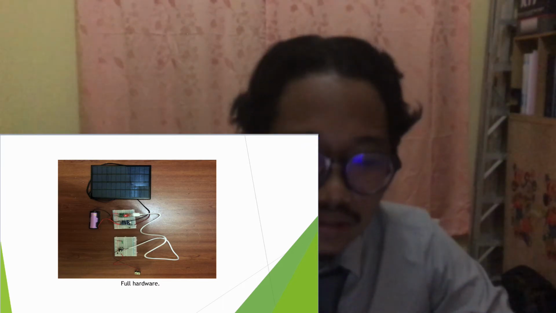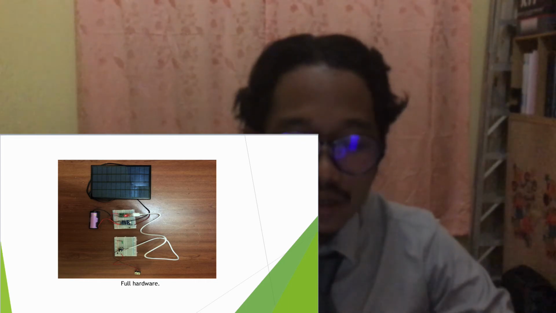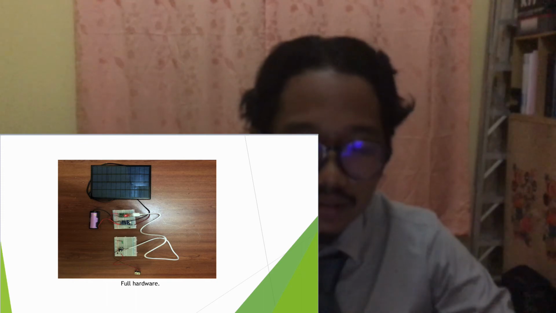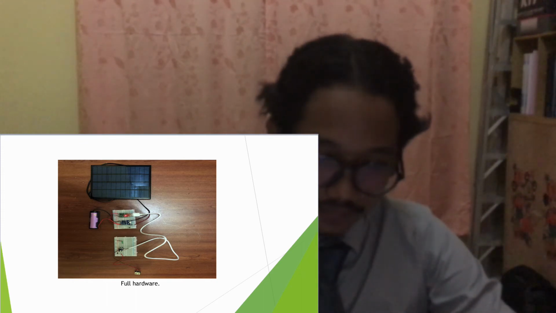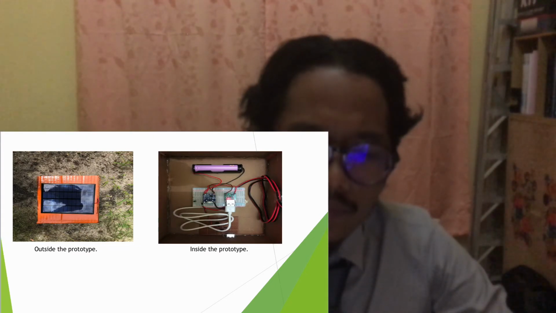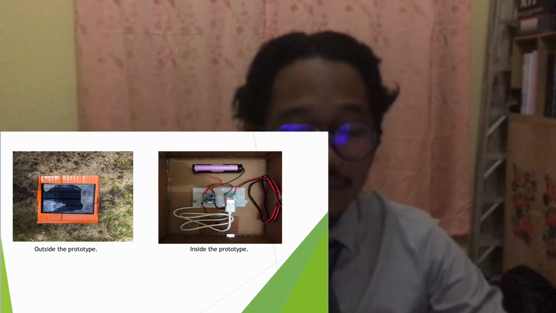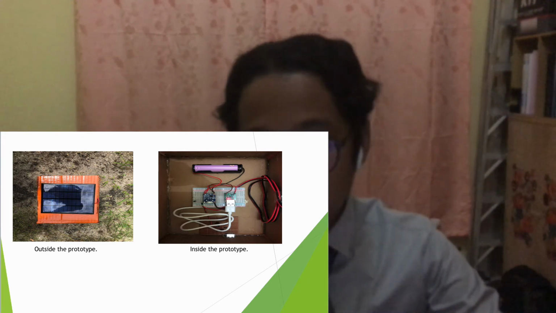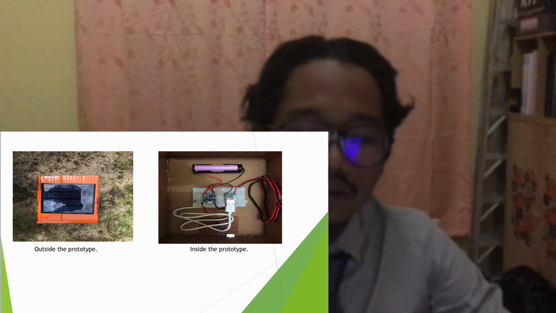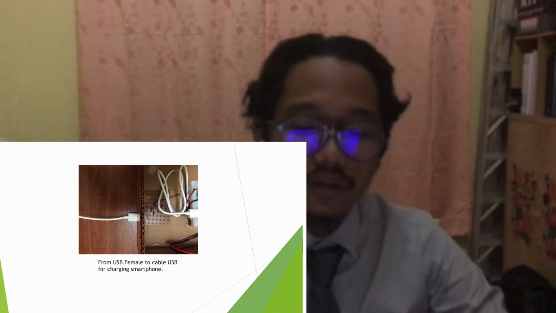Okay, next, in this slide we have the full hardware. So this is a picture of the full hardware. Next, we have the picture of the outside of the prototype and the picture of the inside of the prototype. Next, in this slide we have a picture of the USB filament to the USB cable for charging a smartphone.